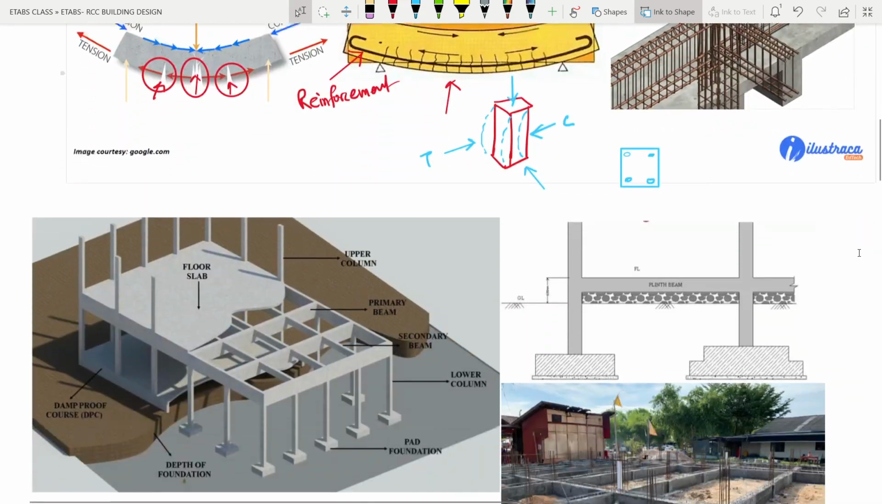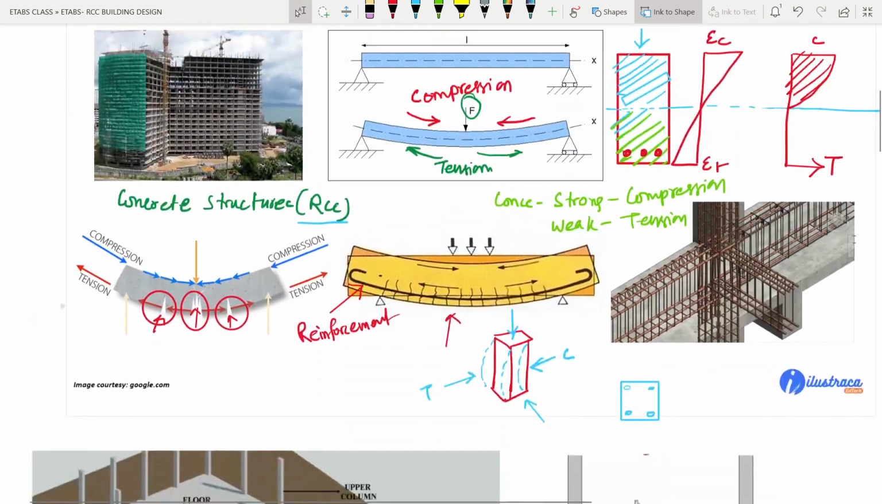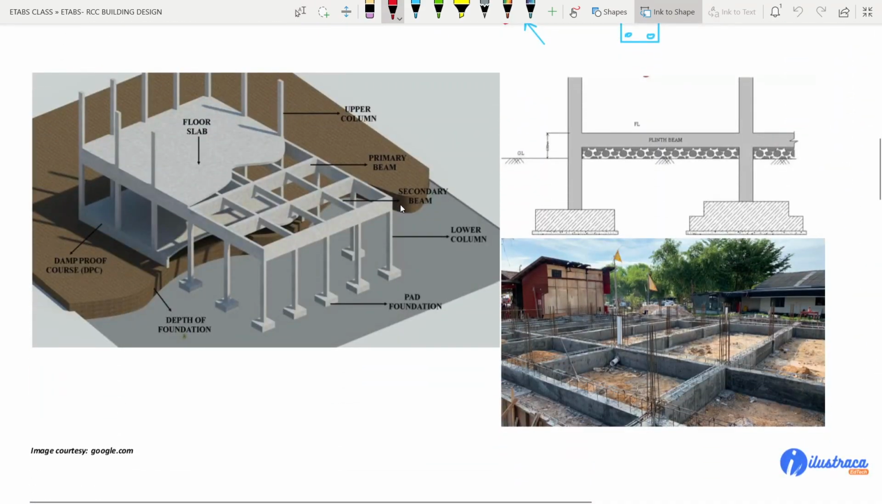So let us now know about the parts of a concrete structure. Here we have a very simple image that I have taken from Google. You can always find it if you search the parts of concrete structure. I've just taken a few images to explain from Google. None of these images are taken or created by me. It's just taken from Google to explain the things. Okay, so now let us understand the various parts of a concrete structure.